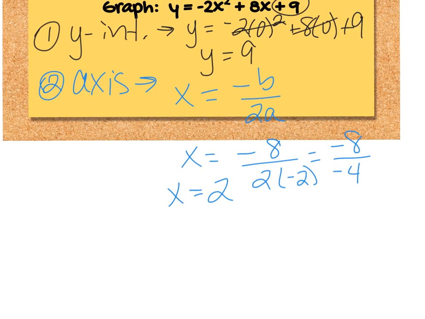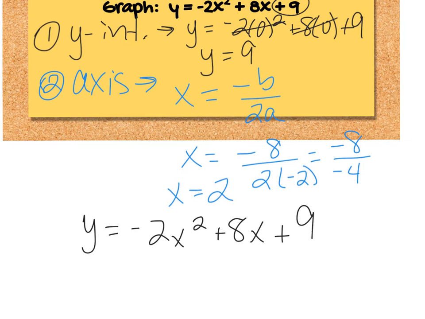I'm going to give myself some room here, because the second part of this step 2 is to find the y-coordinate. Well, I know that y is equal to -2x squared plus 8x plus 9. Let me write that in black so it doesn't all run together. And I know that x is 2, so I'm going to put a 2 in every time I see an x. There's another x. That's 2. Why? Because we just said it was up there.